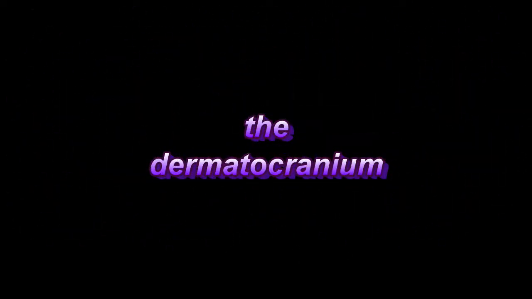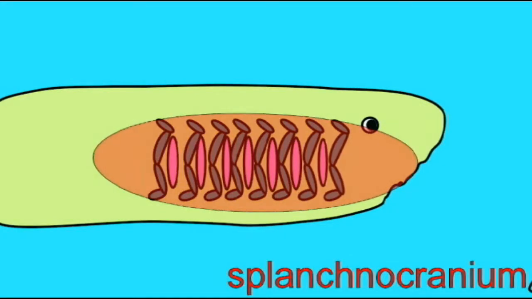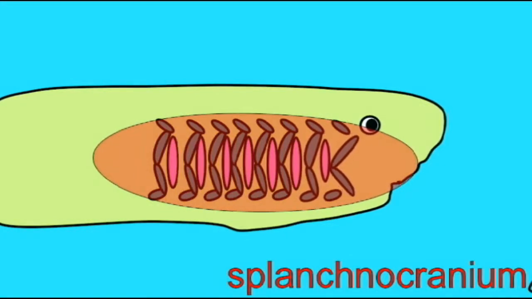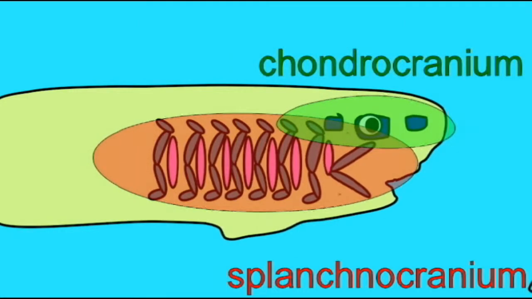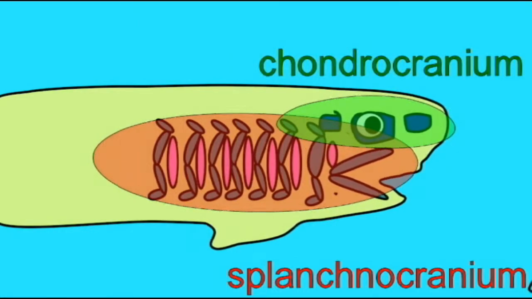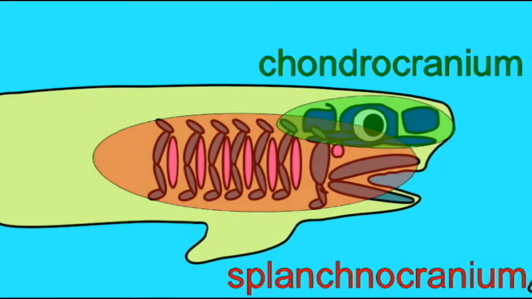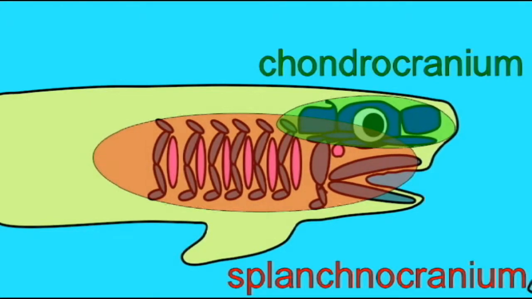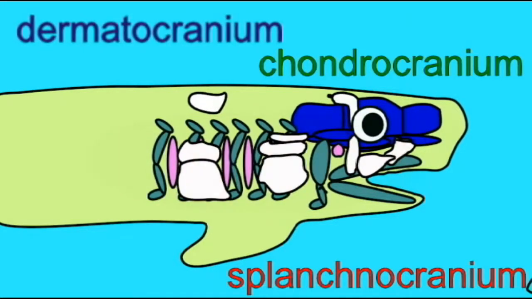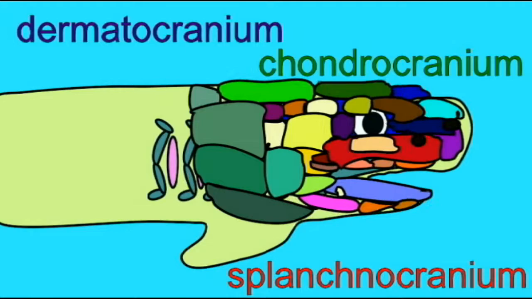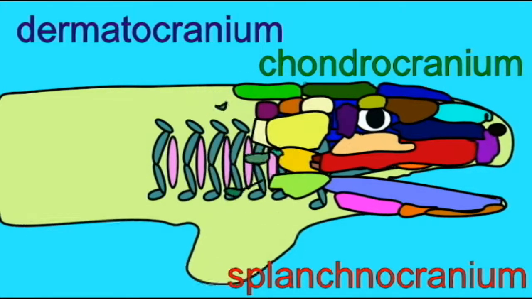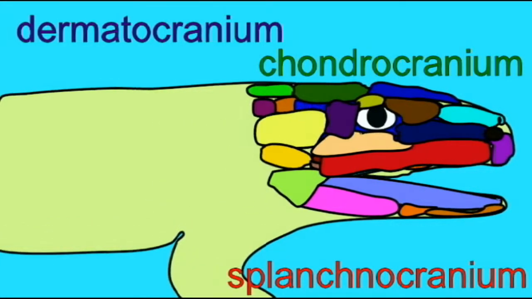The vertebrate skull is a complex structure which evolved from three separate sets of components. The splanchnocranium, or the gill arch skeleton, which evolved first, even dating back before vertebrates. The chondrocranium, the cartilaginous supports around the brain and sensory structures, which evolved in the early vertebrates, and the dermatocranium, made of dermal bone, which evolved in later fish.